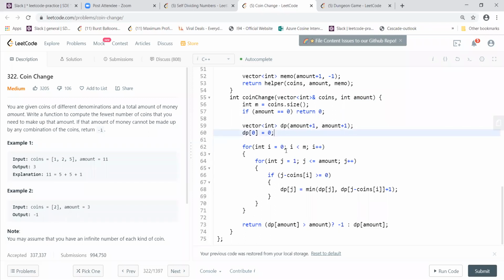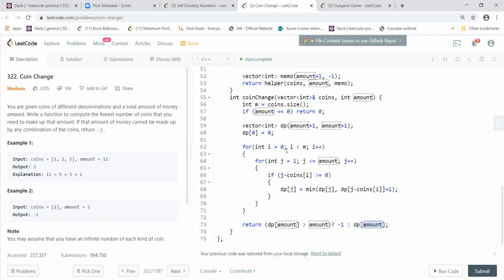And then when I go through this whole loop and come to the last point, I see dp[amount], the last element of this array. If it is greater than amount, then I return -1. So this is the last case we were talking about, how -1 comes up. Or else I just return dp[amount].